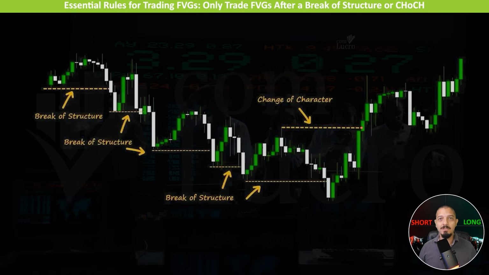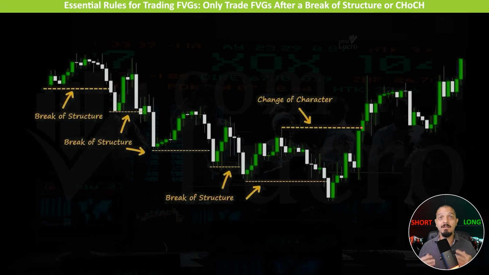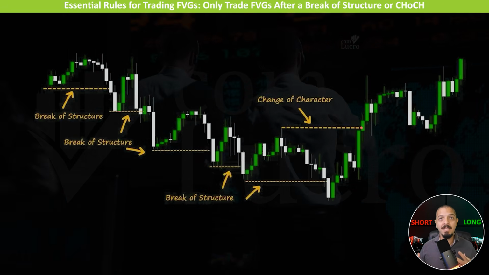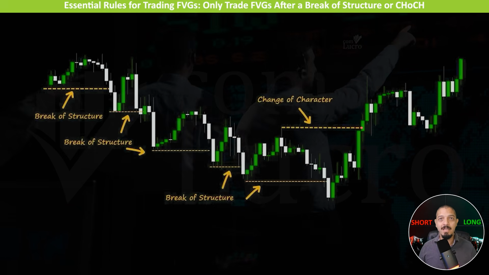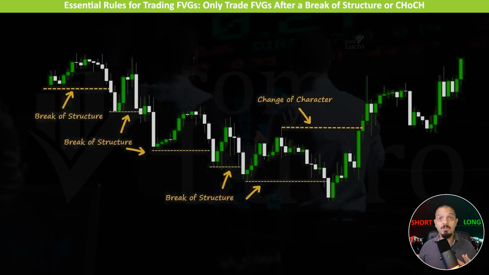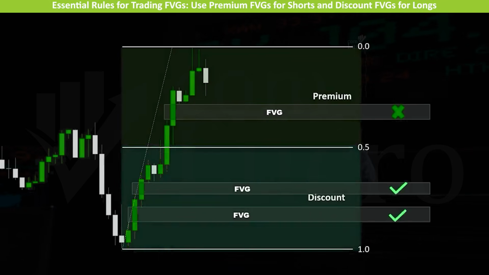Rule number 1. It emphasizes that when considering a fair value gap for executing trades and as an entry point, price must lead to a break of structure or a change of character in the market. Without a valid break of structure or change of character, we must not execute any trades based on fair value gaps, because these elements are essential signals that indicate whether the market will continue in its initial direction or experience a reversal.